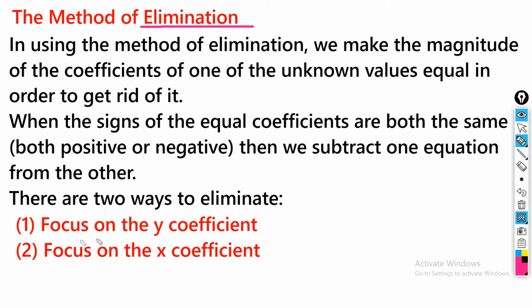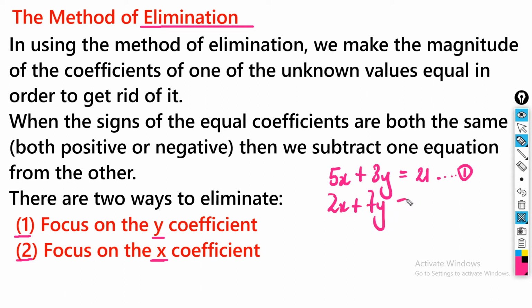Okay, so there are two ways to eliminate. One, focus on the y coefficient, and two, focus on the x coefficient. All right, so let's look at an example here, guys. The same example, and a similar example to what we had earlier. Let's say we have 5x plus 3y is equal to 21, and this of course is the first equation. Then we have 2x plus 7y is equal to 20, right? And this is the second.